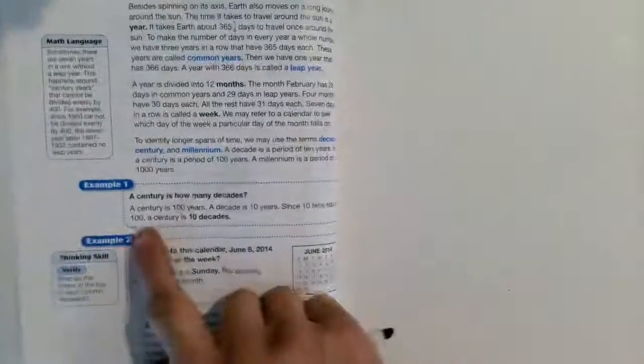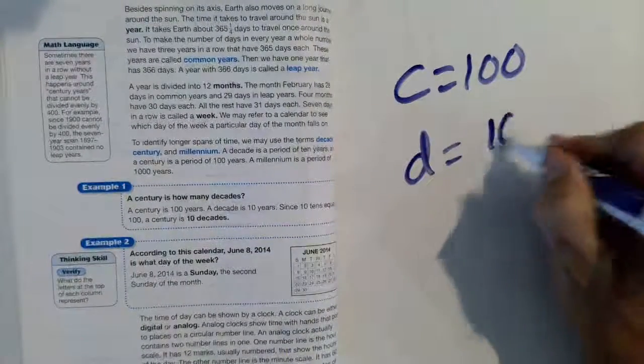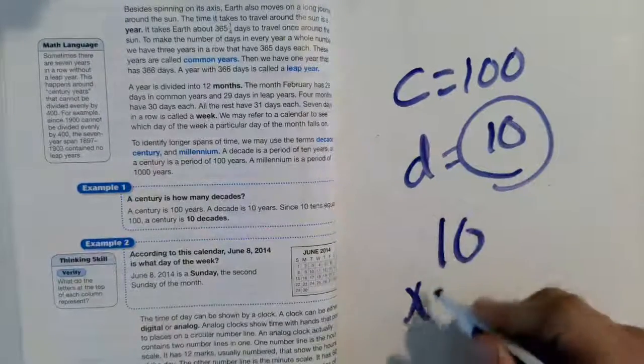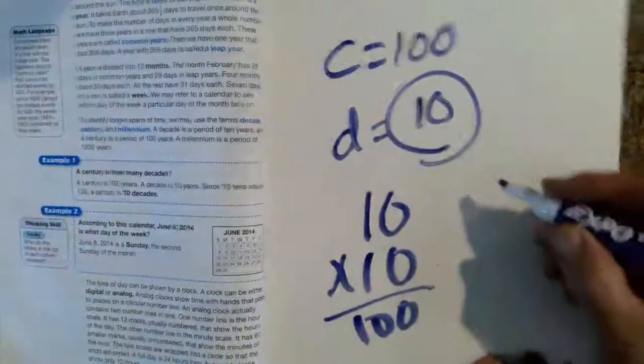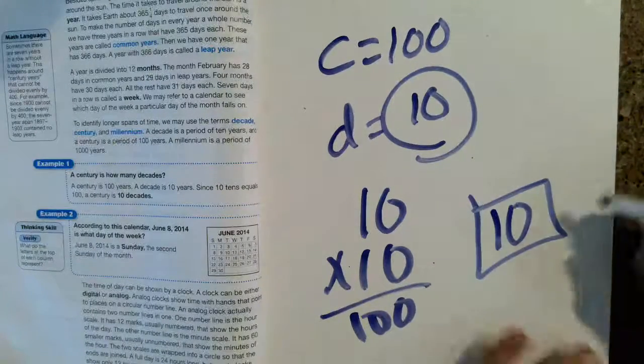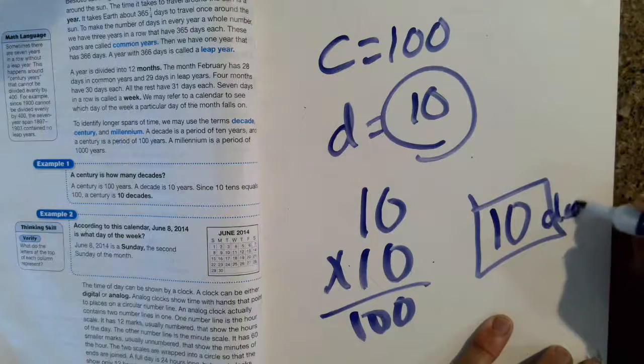Here come our examples. Your sheet should be divided into 6. I'll put each example on my board and then erase it. Example number 1 says, a century is how many decades? So if a century equals 100 years and a decade equals 10 years, how many groups of 10 do you need to get to 100? 10 times 10 equals 100. So how many groups of 10 do you need? You need 10. That would be your answer. Box it up nice and neat. 10 what? 10 decades.